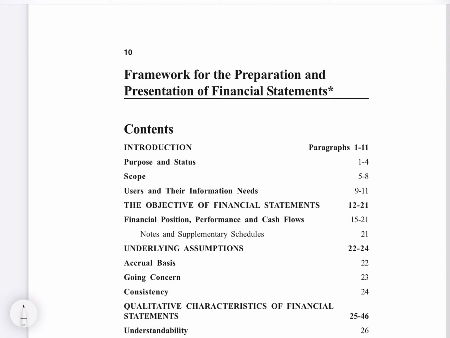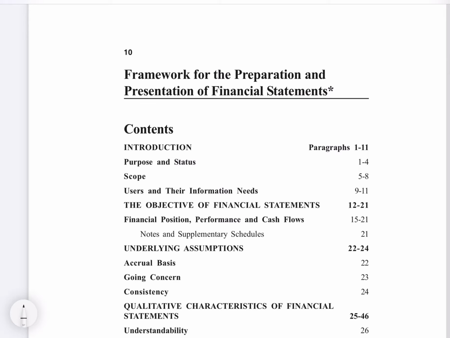Framework for the preparation and presentation of financial statements. So before starting, what are accounting standards, which type of accounting standards, and studying about it, first we will understand the framework on which this accounting standard is based.